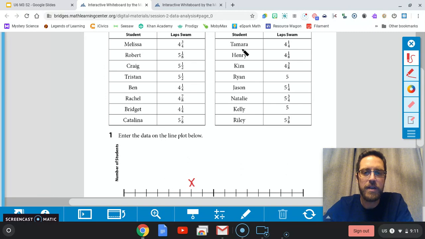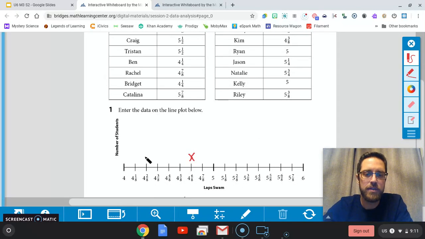Then I'm going to go to Tamara, and she swam 4 1/4, and again eighths. So to make this an eighth, I'm going to have to do times 2, and whatever I do to the bottom, I have to do to the top in times 2. So then I get 4 2/8. So I would do 4 2/8.